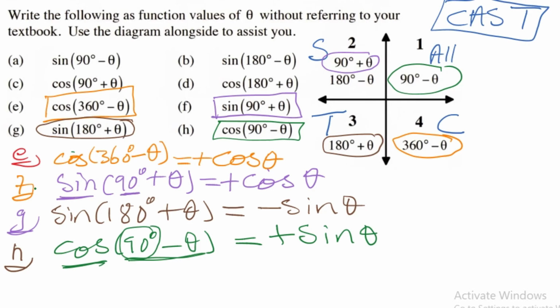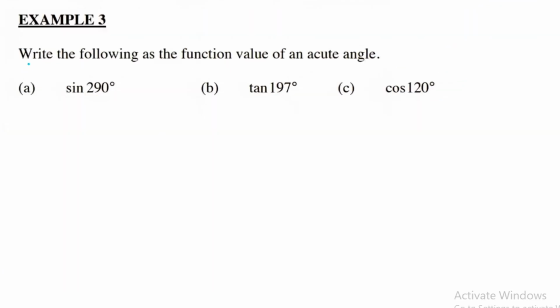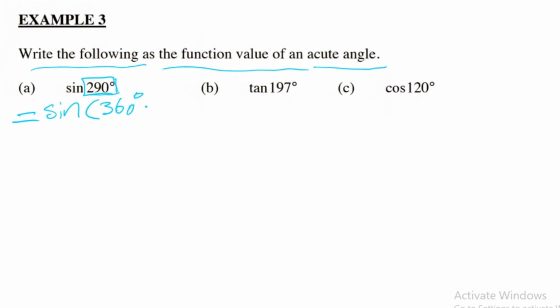All right, let's move on to the next one. Now on the next one, it says write the following as the function value of an acute angle. So we are having sine of 290 degrees. We will write sine, then we open the bracket. We must replace this number by something that we can easily relate to. So I know that 360 degrees minus 70 degrees will give me 290 degrees, right?